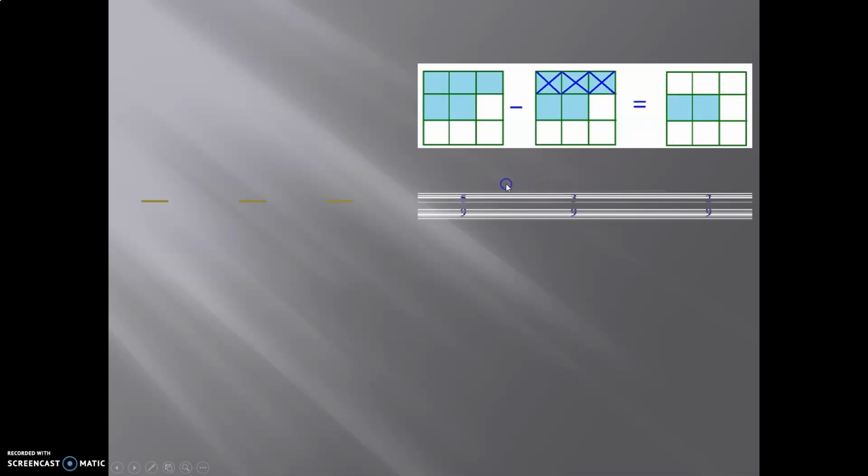Let us see how we can express this in fractions. 5 out of 9, these are the parts I'm starting with, and I express it as a fraction. Then I take away 3 out of 9. I cancel the 3 parts out of the shape, so 3 out of 9. So I end up with 2 out of 9.